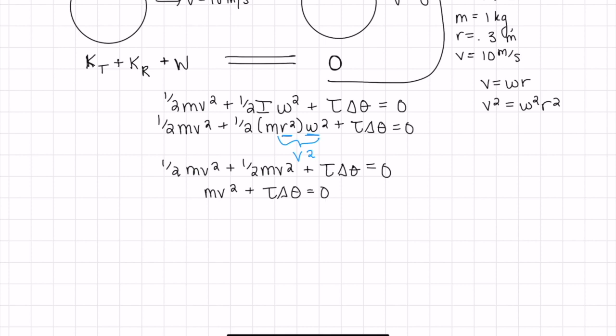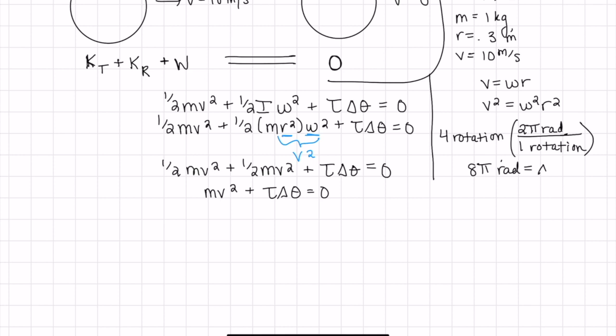So we know m, we know v. Let's talk about our delta theta now. Like I said, we don't have a variable for rotations. I guess you could call it just capital N to count the number of rotations. But usually the way I like to think about that is that if we have 4 rotations, I will convert it by saying 2 pi radians divided by 1 rotation to switch units, which is going to give us 8 pi radians, and that's going to be our delta theta.